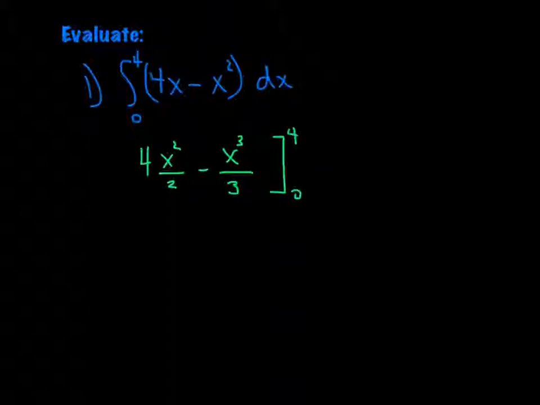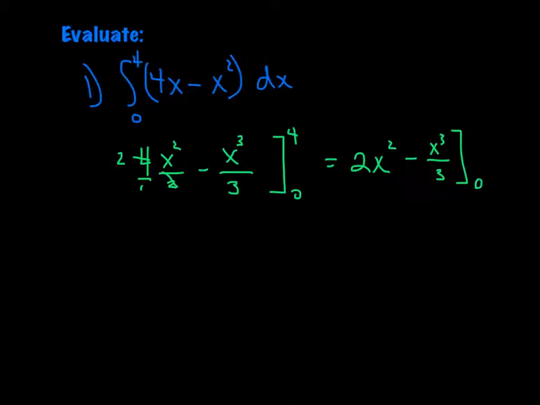All right, so go ahead and clean this up if you want. That 4 is like over 1, so of course this cancels into a 2x squared minus x to the third divided by 3, and we're evaluating this from 0 to 4. Now we don't need a plus c because we are doing this definite integral. All right, now the second step was to substitute in the upper bound.